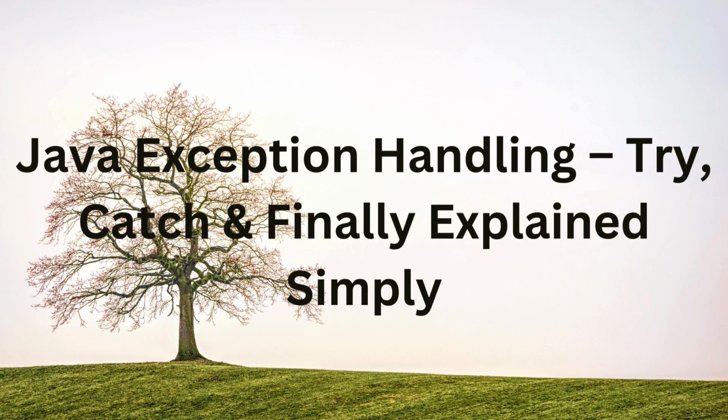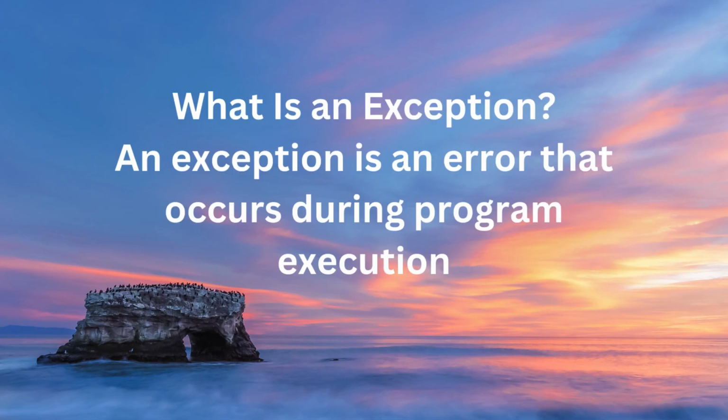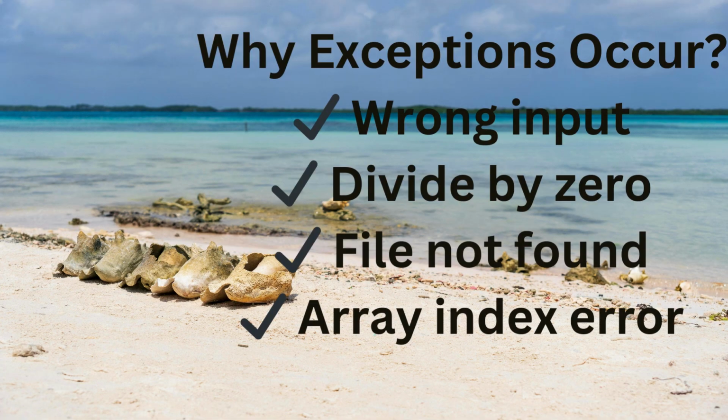Let's first understand what an exception is. An exception is an error that occurs while a program is running. Unlike compile time errors, which are detected before execution, exceptions happen during execution and can cause the program to stop suddenly if they are not handled properly.